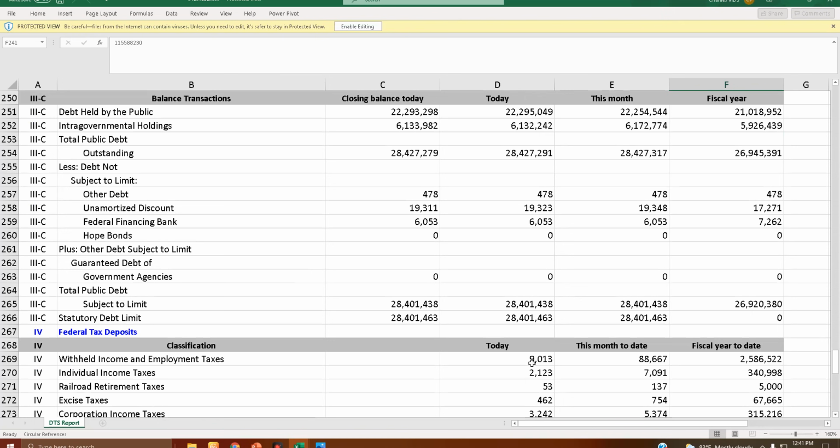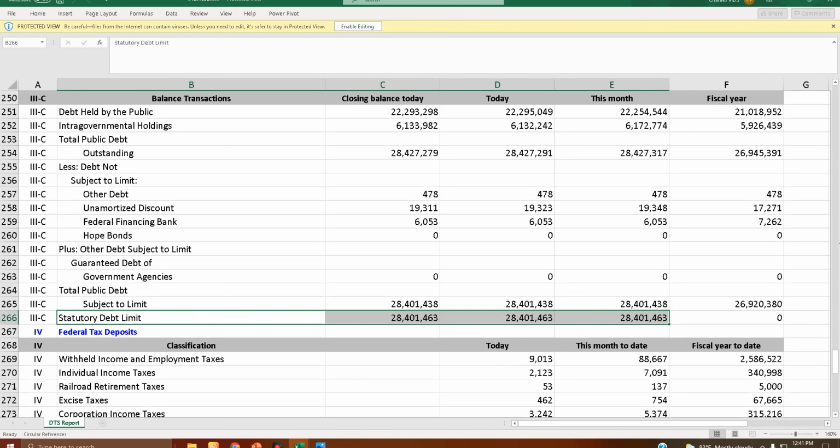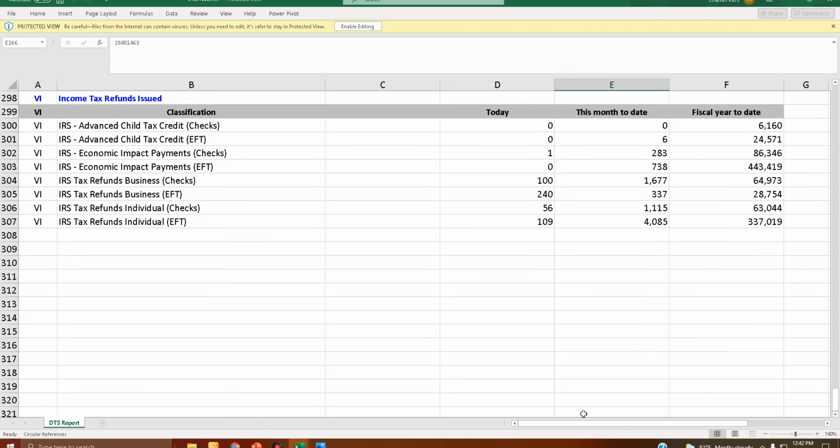So I'll link this below. It has a lot of good info in it. But right here, statutory debt limit has been reached. So what are you going to do, government? You're going to keep kicking the can? It's just going to keep getting reached again and again and again. So I don't know. I don't know what the end game is here for these people.